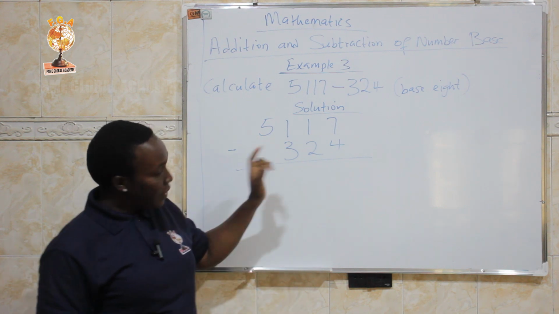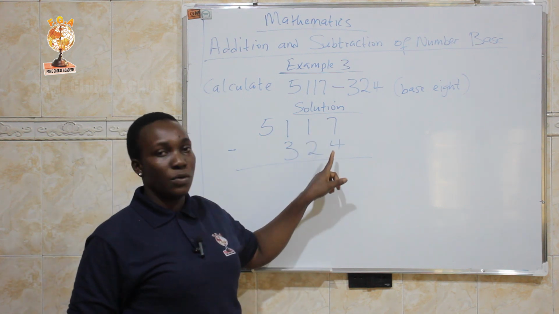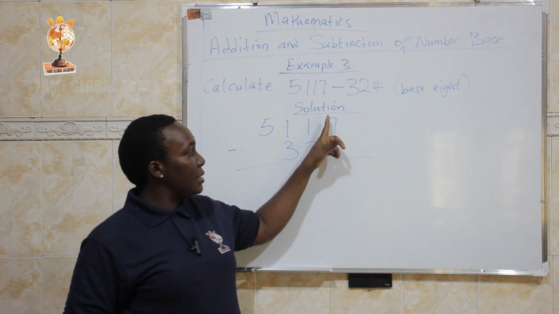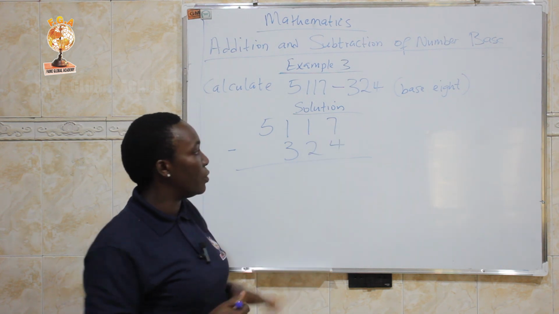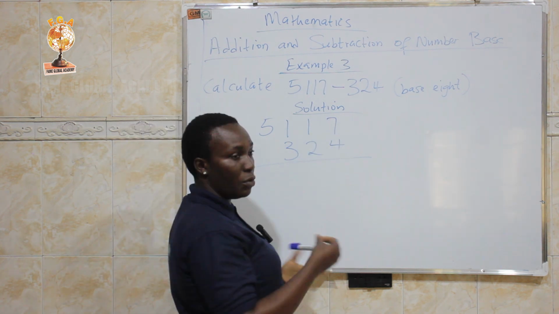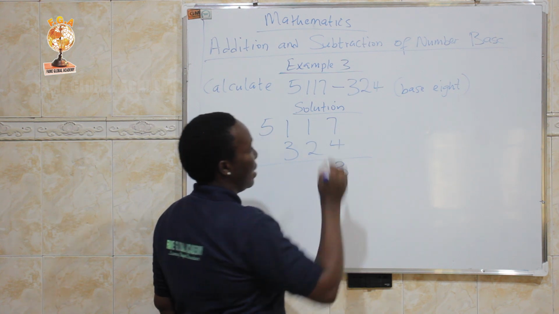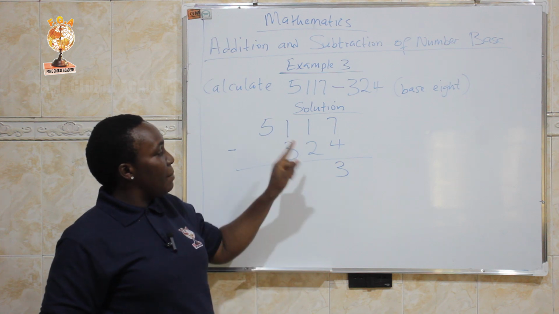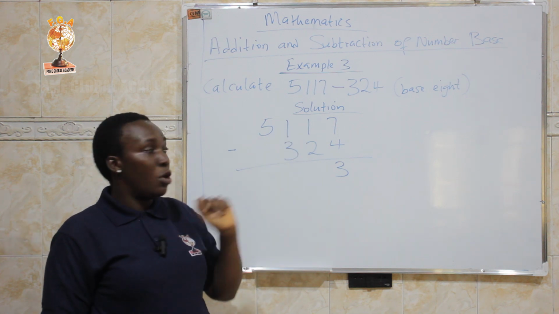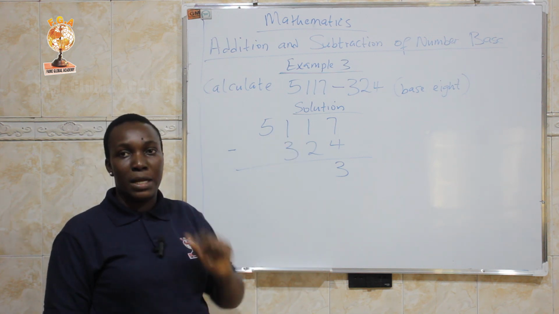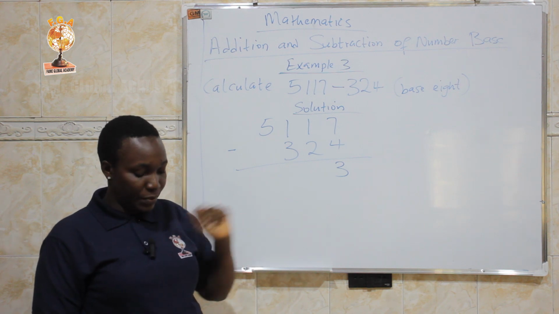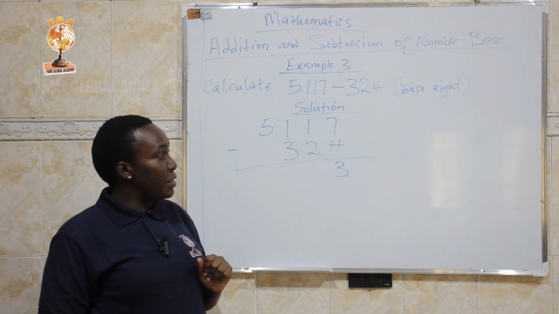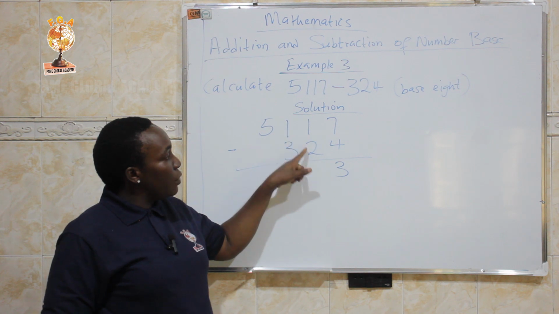Okay. So this first one is saying 7 minus 4. Normally, 7 is bigger than 4, so that one is okay. 7 minus 4 is 3. Our answer is 3. Now, this next one is 1 minus 2, which is not possible because 2 is bigger than 1. So that is where the borrowing comes in. Are you with me now? So 1 minus 2 cannot go.